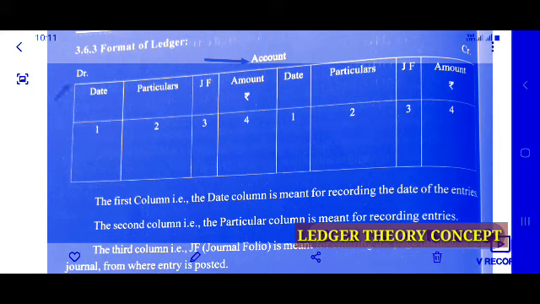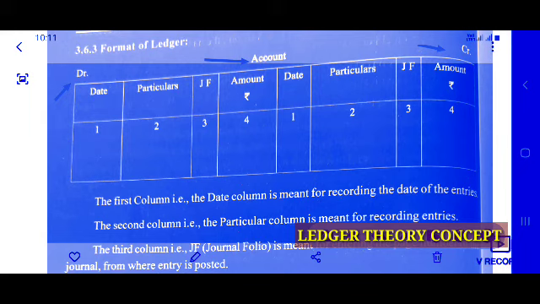A debit, that is left side of the account, and credit, the right side of the account. So in accounts, we should not call left and right. We have to use the debit and the credit. Debit means the left side of the account and credit means the right side of the account.